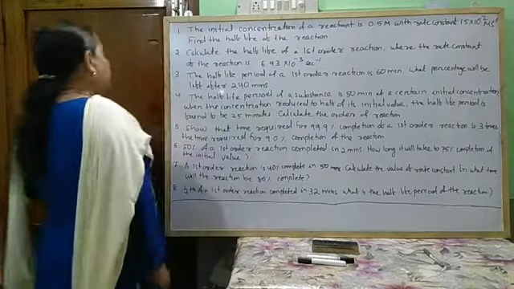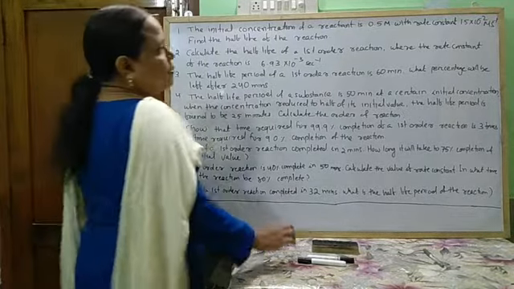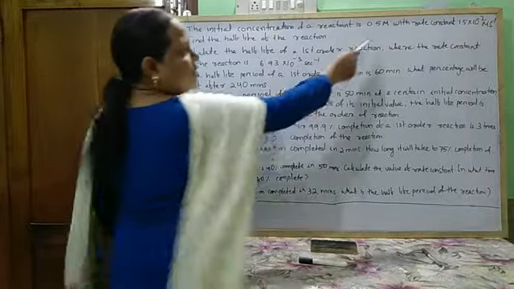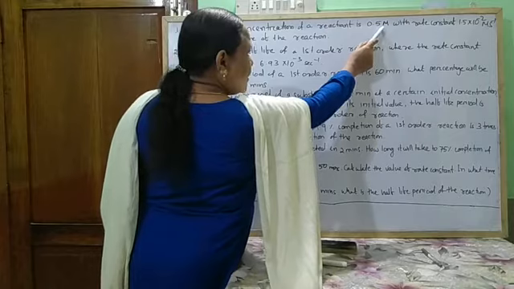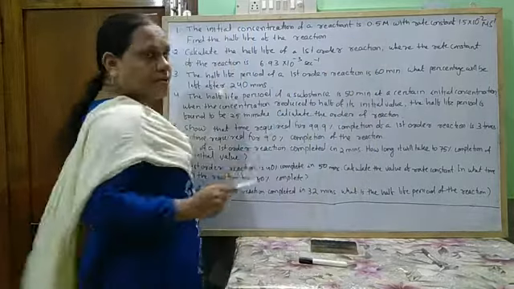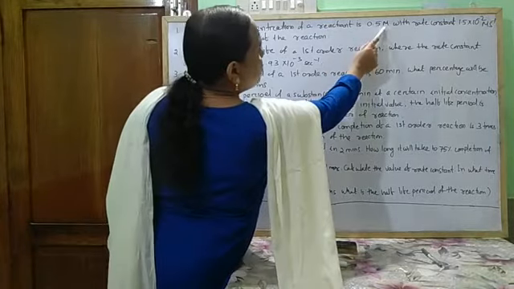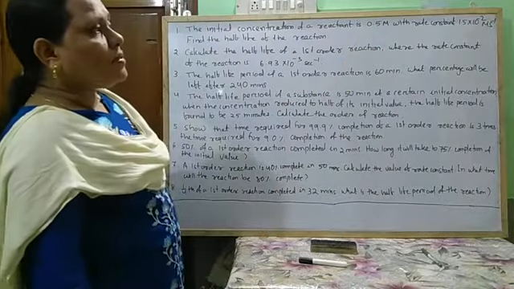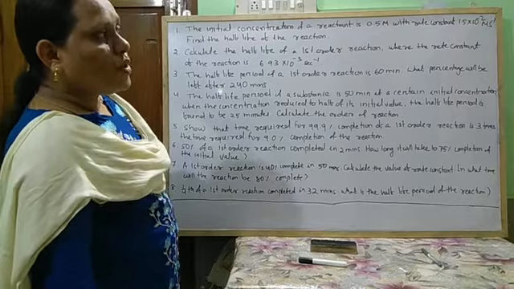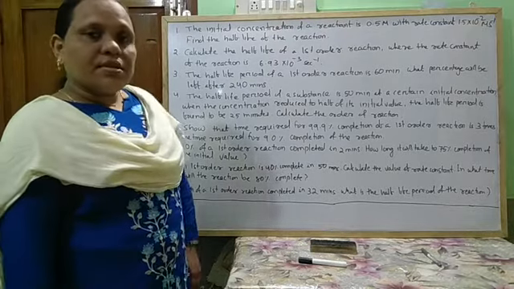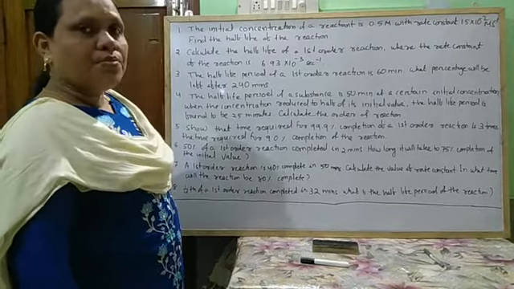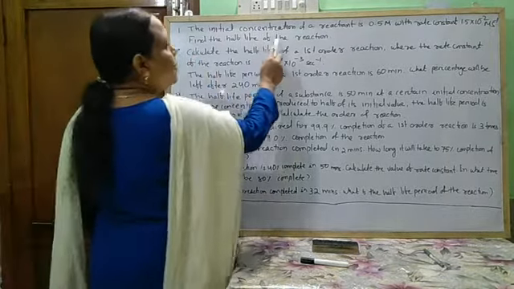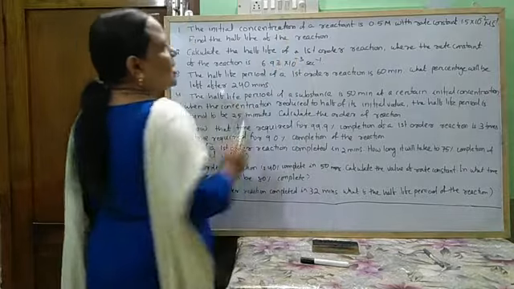Okay, so the initial concentration of a reactant is 0.5 M. Here M means molarity, that is moles per liter. So 0.5 moles per liter, with rate constant 1.5 × 10^-2 M second inverse. Here this M is also molarity, mole liter inverse second inverse. Find the half life of the reaction.